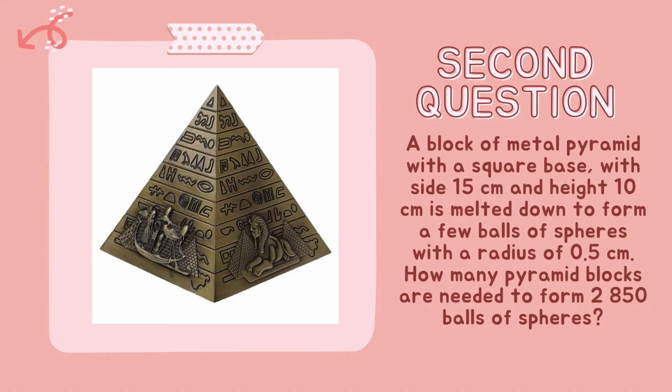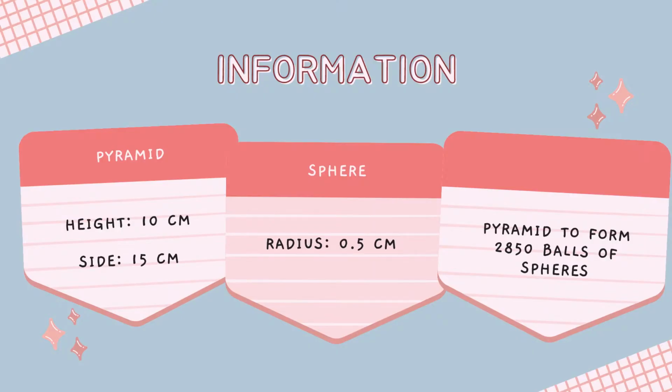Now, let's move to the second question. A block of metal pyramid with a square base with side 15 cm and height 10 cm is melted down to form a few balls of spheres with a radius of 0.5 cm. How many pyramid blocks are needed to form 2,850 balls of spheres? As usual, list out the important information.